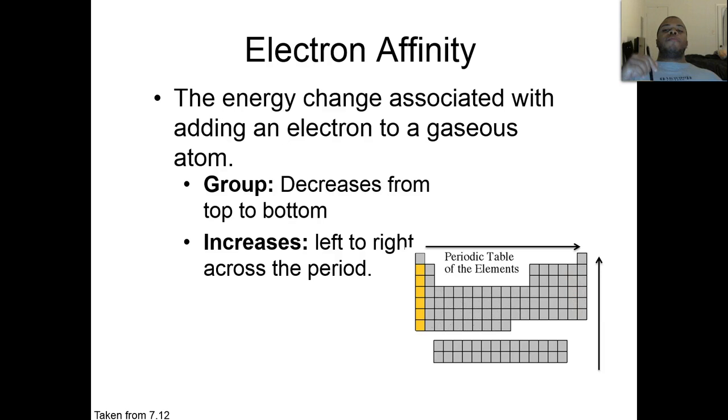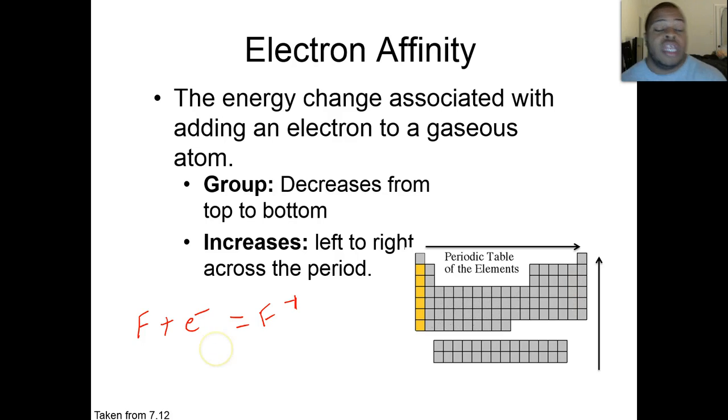Now, the last one we're going to talk about in this portion of the video is electron affinity. Now, this is going to be the energy change associated with adding an electron to a gaseous atom. So when I have something like fluorine, a monatomic fluorine on its own, is going to want to gain 1 electron. That's going to make it F1 minus, right?